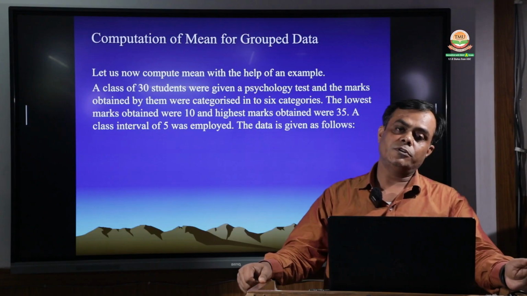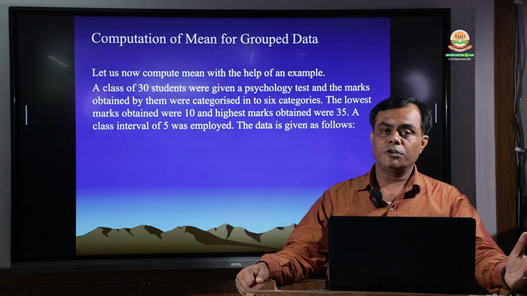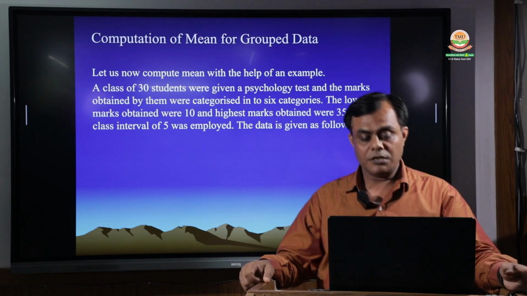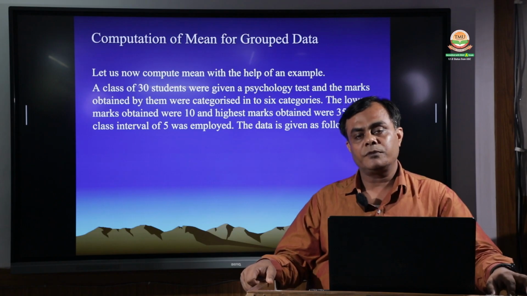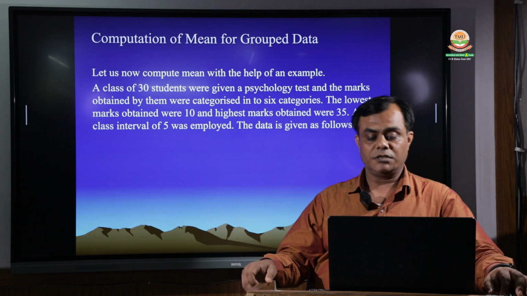So in this example, the total number of students is 30, the number of groups is 6, the class interval is 5, the lowest mark obtained by a student is 10, and the highest mark obtained by a student is 35.